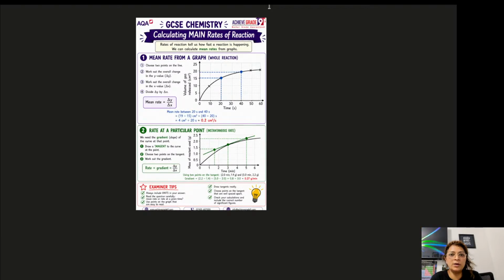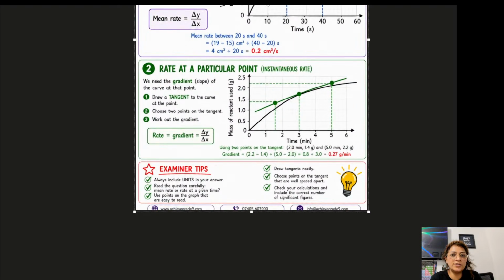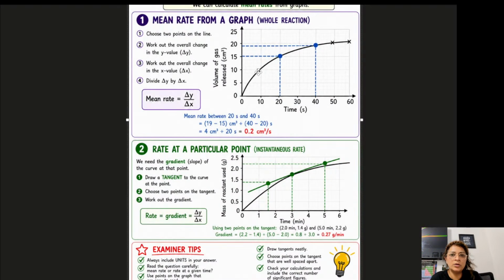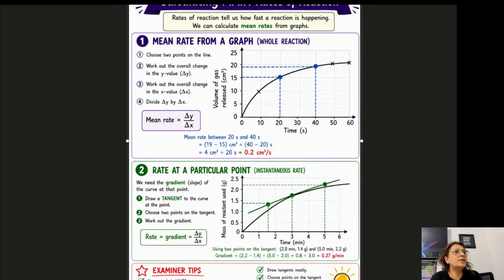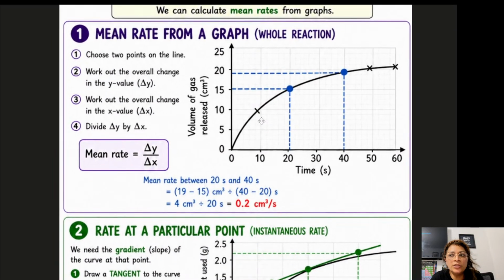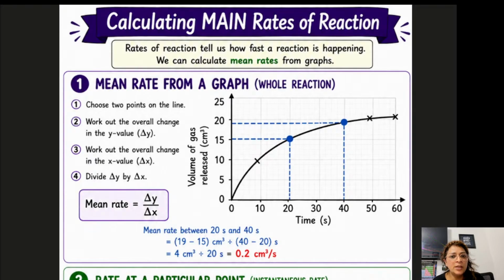Can you see my screen, everyone? So a question can ask you this. Very good, Surya, correct. A question can ask you this in the exam, that they can give you a graph like this, and they can ask you to find the mean rate of the reaction.